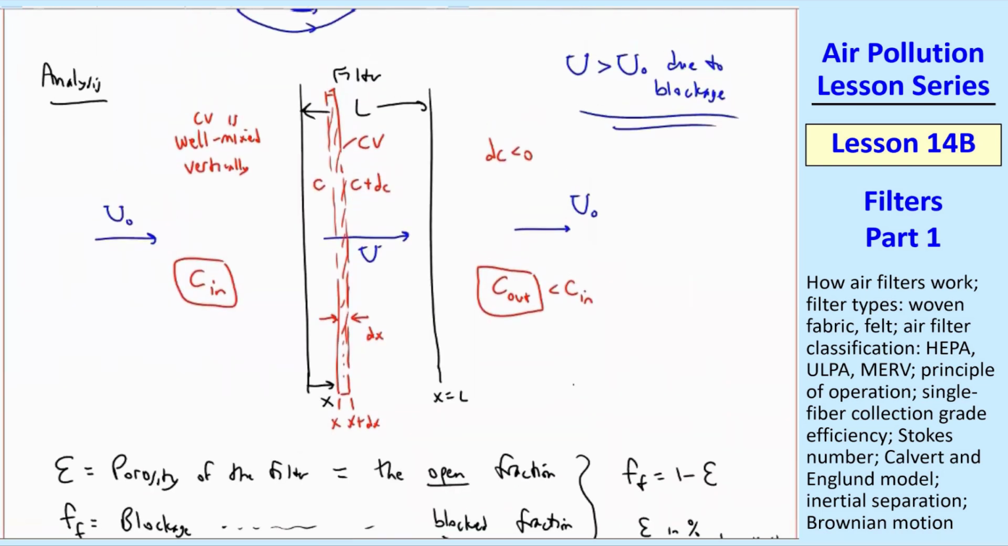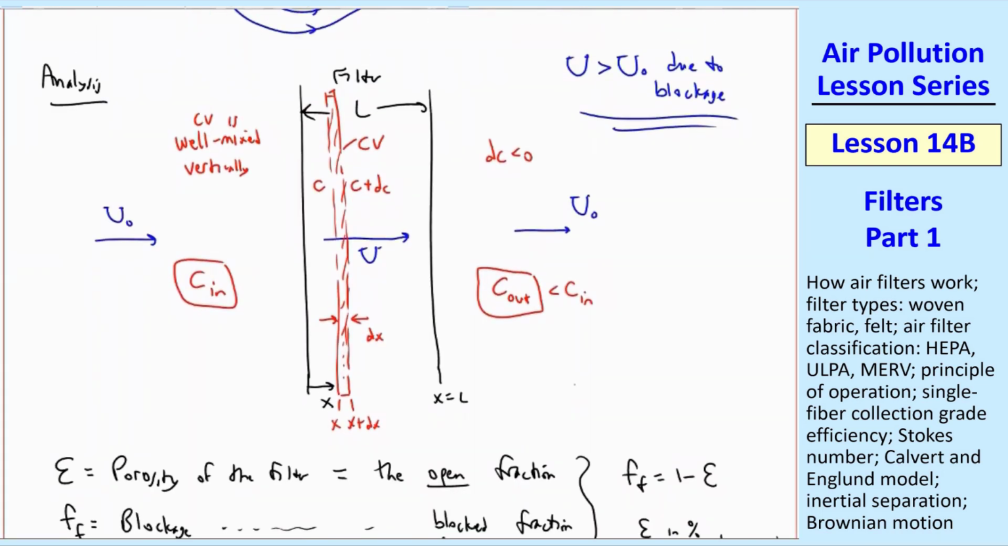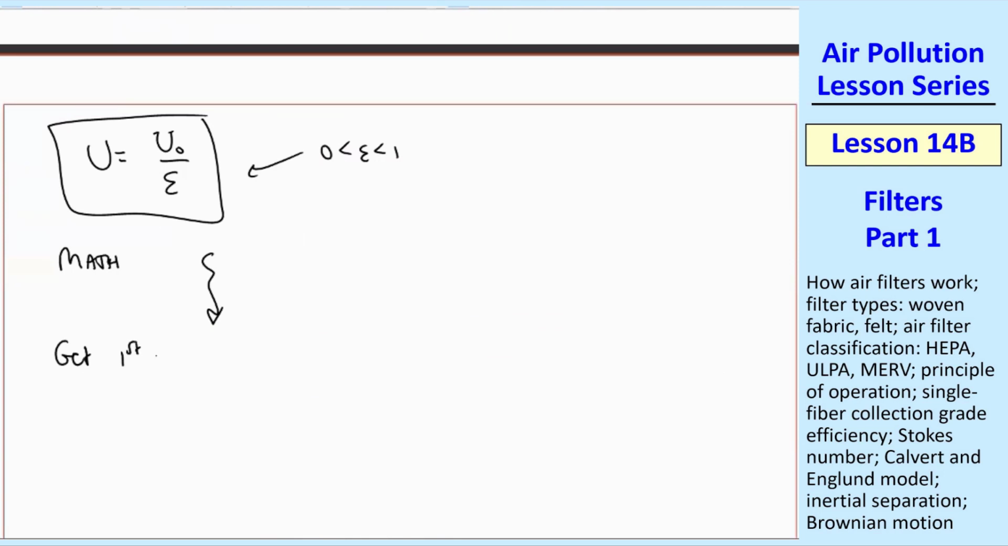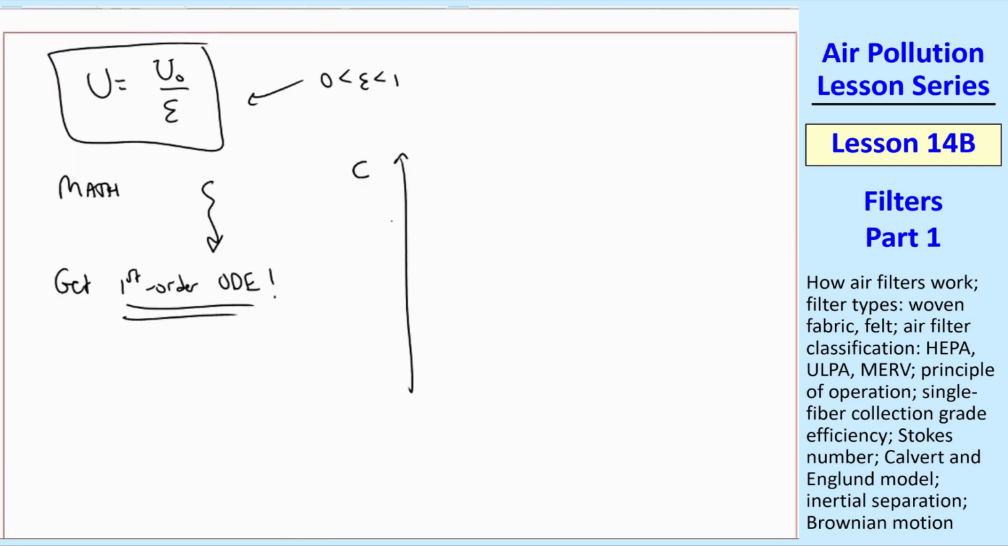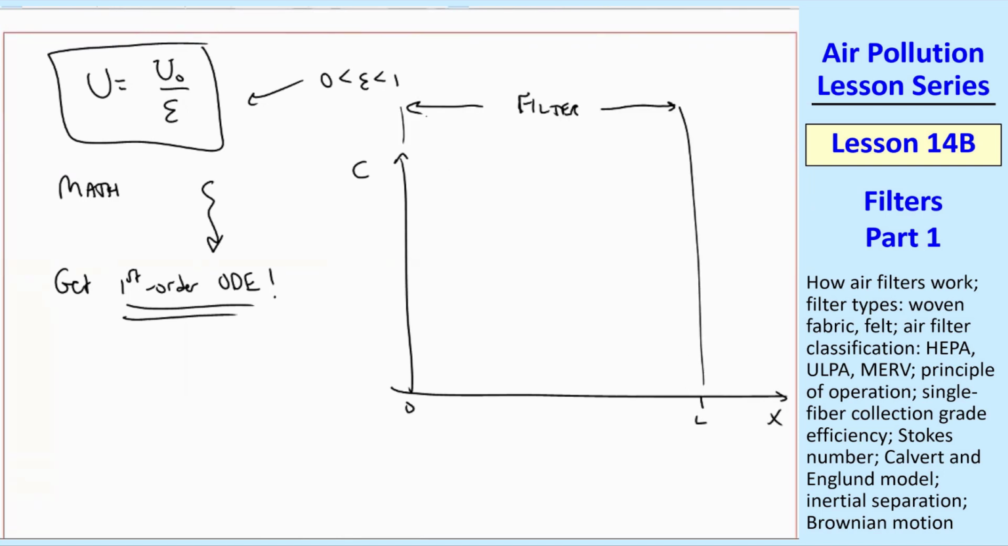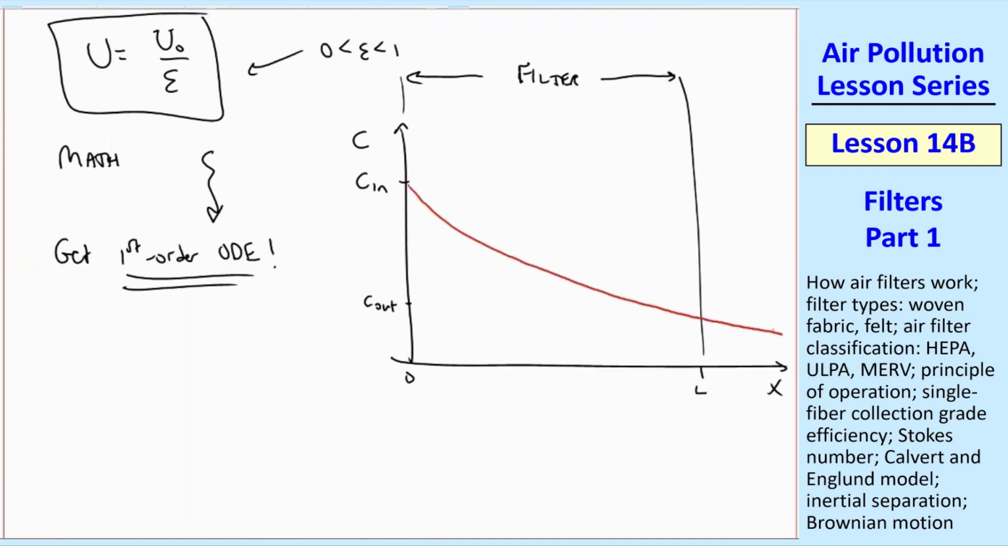So let's take this control volume, and if I had enough time I could do the math, but you get, as you might have expected, a first order ODE, just like we've seen several times in this class. If I sketch C, mass concentration, as a function of X, and again X goes from 0 to L for the filter, where L is the thickness or length of the filter, what would C look like? Well, we'll have some C in and some C out. It would look something like this. It would be a first order decay. C in would be at X equals 0 and C out would be at X equals L. If I keep making L bigger, I would keep going down, down, down until eventually it would go towards 0.